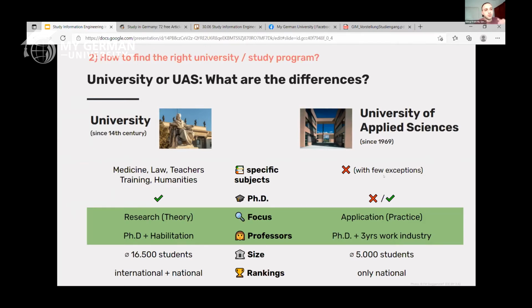That's why it's also good to control for that if you want, for example, more theoretical focus or more practical focus, you can control for that in our study finder accordingly.